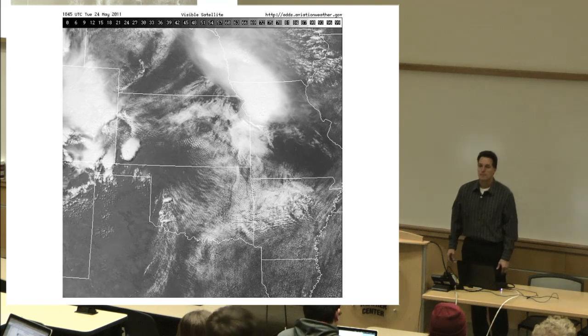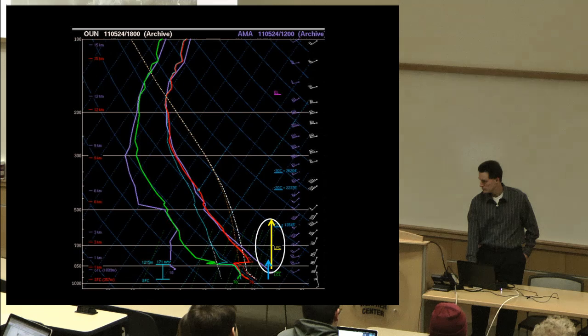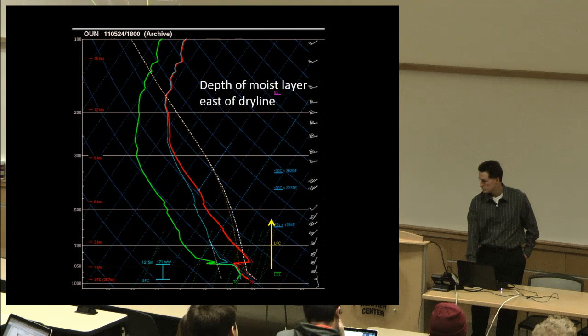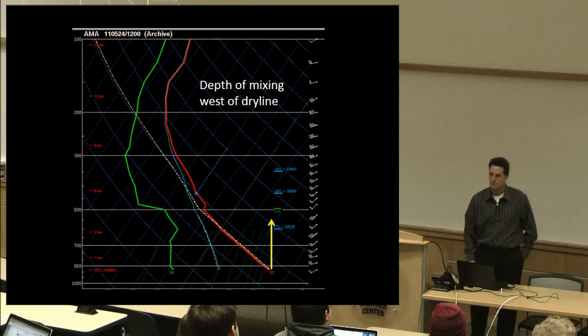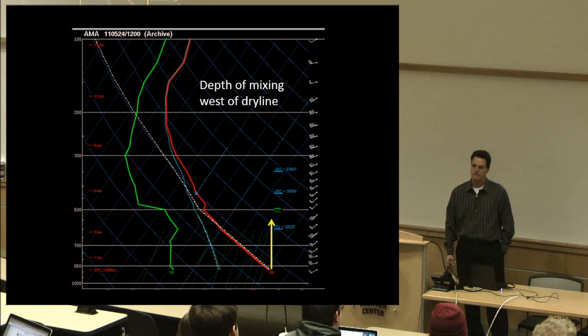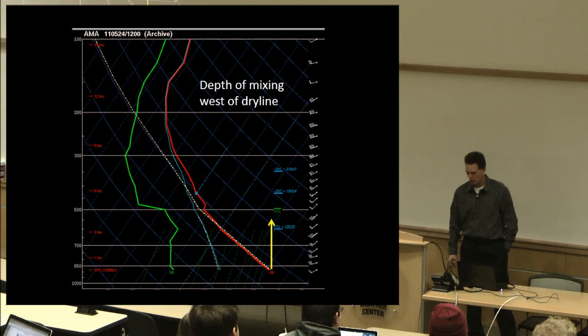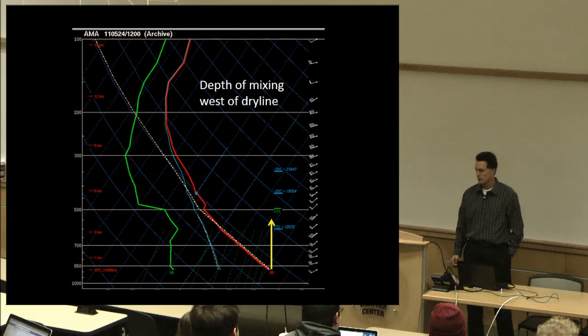Yeah, Greg? Yeah, so with respect to the sounding west of the dry line, that would require that you have a good forecast of how deep that mixed layer is going to be west of the dry line as well, correct? Yes, the question was, if we're looking at the depth of the mixed layer west of the dry line, we better have a good forecast of the depth of that mixing.